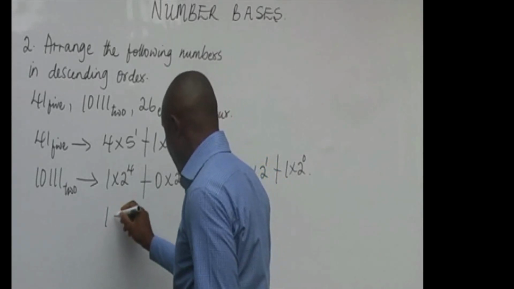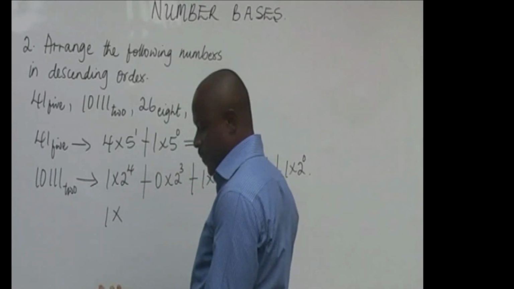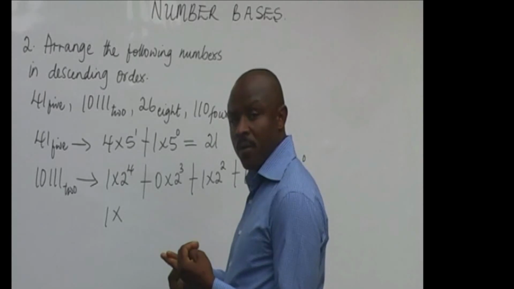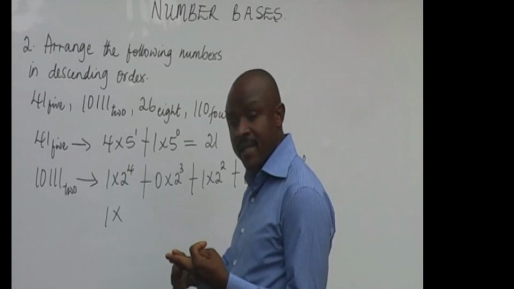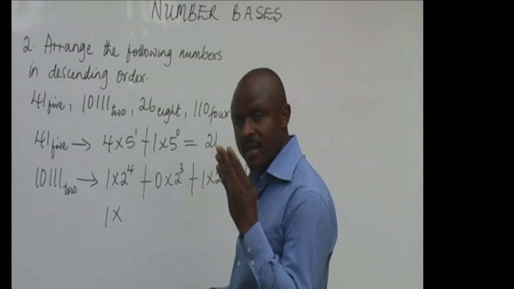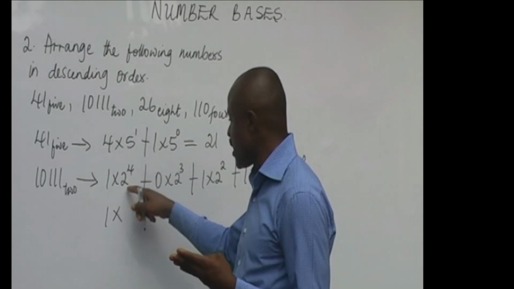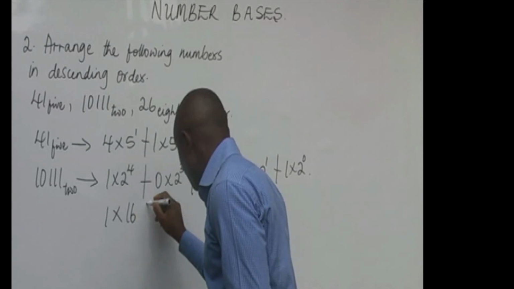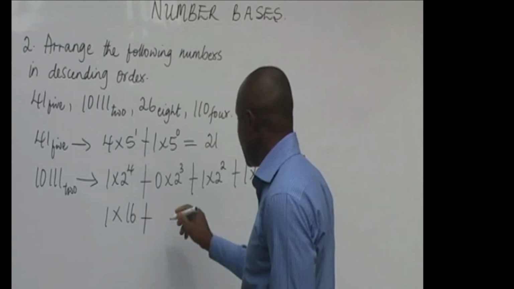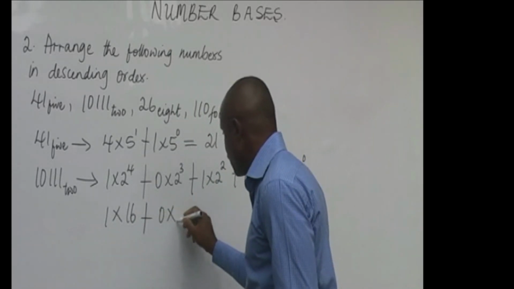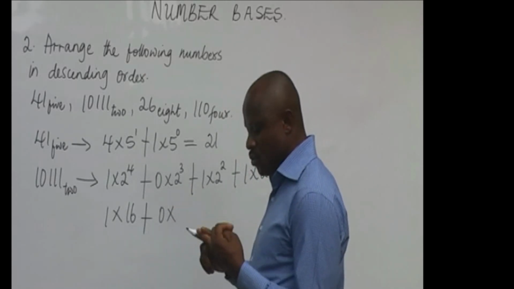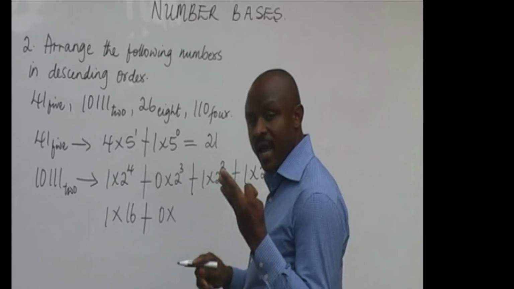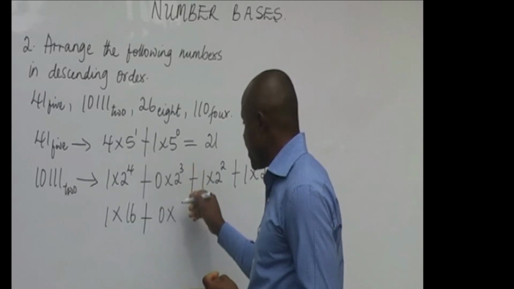This is 1 times 2 times 2 is 4. 4 times 2 is 8. 8 times 2 is 16. That means 2 exponent 4 means 16. So we have 1 times 16 here. Thus, this is 0 times 2 times 2 is 4. 4 times 2 is 8. That means 2 exponent 3 means 8.